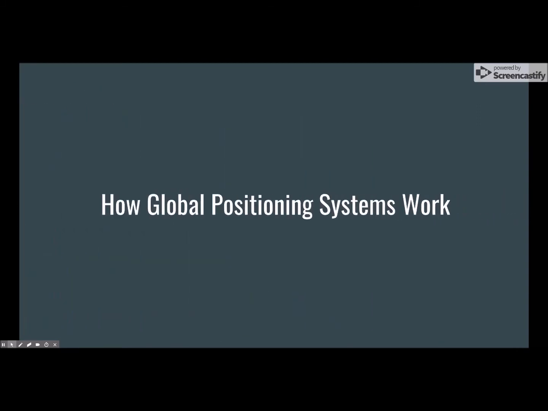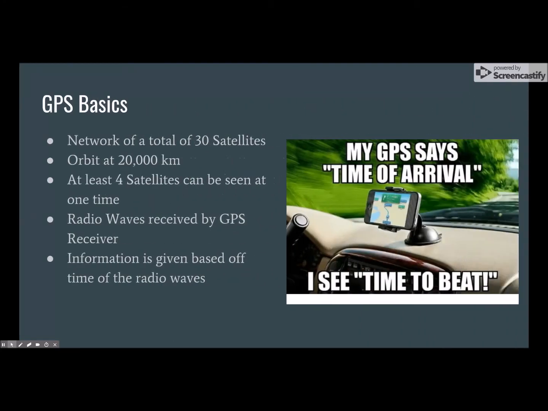So let's look at GPSs, because that's another big one that people are usually using all the time. For GPS basics, we usually have a network of 30 satellites 20,000 kilometers above, and at least 4 satellites can be seen at one time. Radio waves are received by your GPS receiver, and that information is based off the time it takes for the radio waves to travel between your receiver and the satellite.